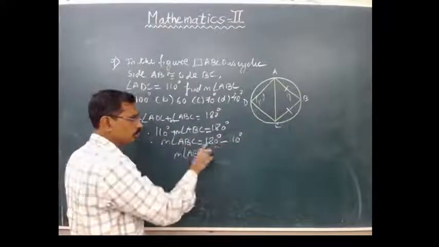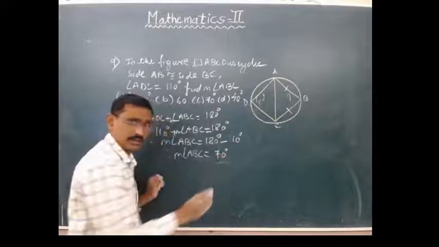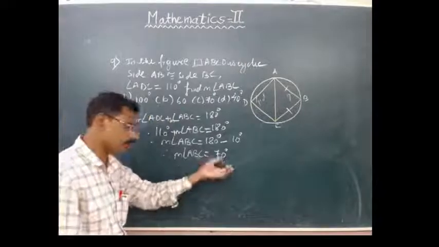Straight, no need to do that. 100 gone. Out of 80, 10 is gone. 70. Simple tricks of mathematics. 70 degrees. We got 70 degrees.